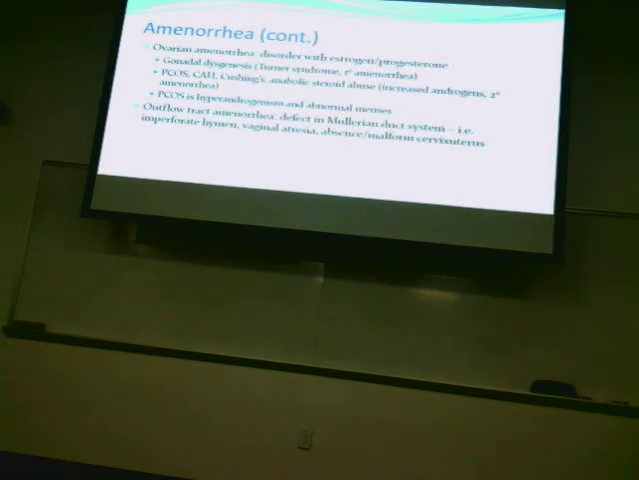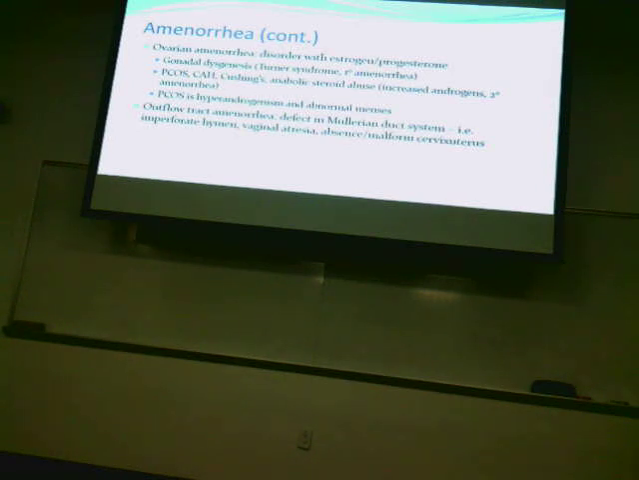Getting down to the actual ovarian causes, these are more disorders of the estrogen and progesterone hormones. So gonadal dysgenesis, we see this with Turner syndrome, and so that's going to be a primary amenorrhea. PCOS, congenital adrenal hyperplasia, Cushing's disease, and anabolic steroid use cause increased androgens and cause secondary amenorrhea. With PCOS, we see hyperandrogenism and abnormal menses.